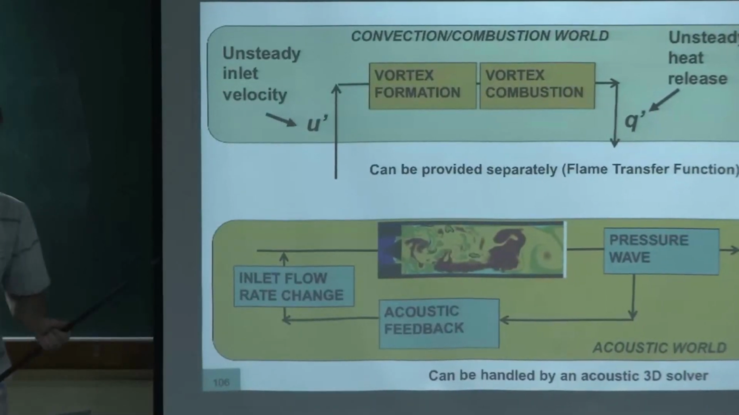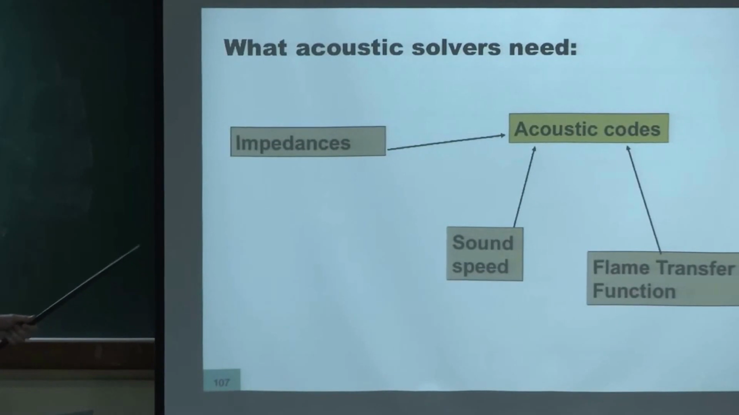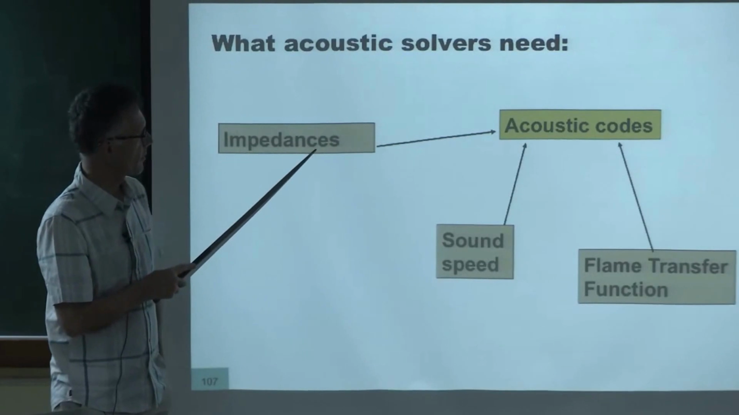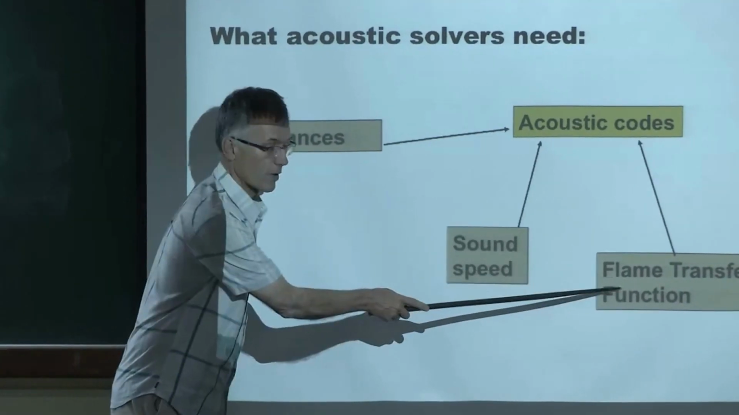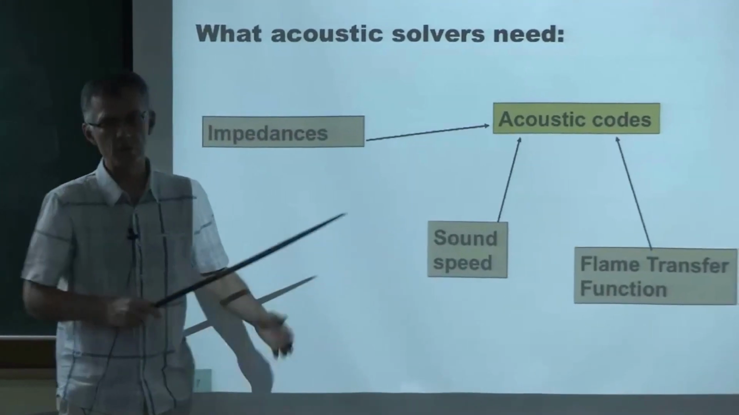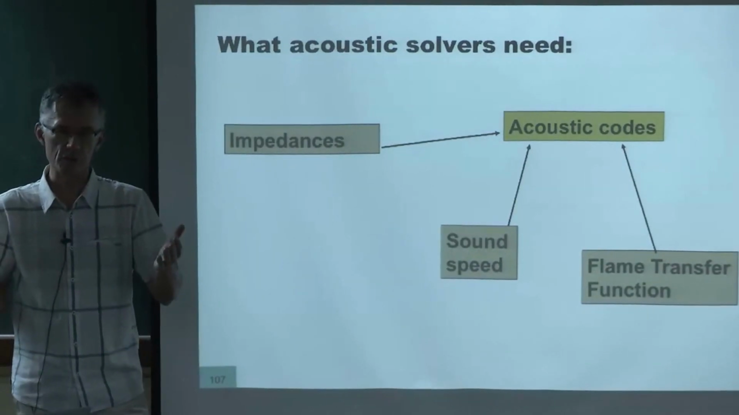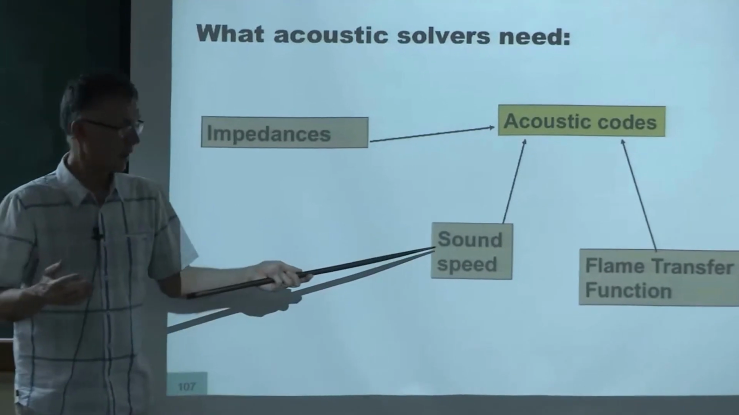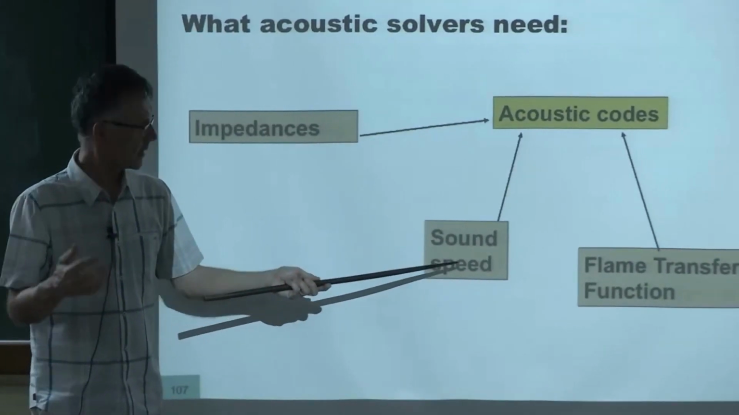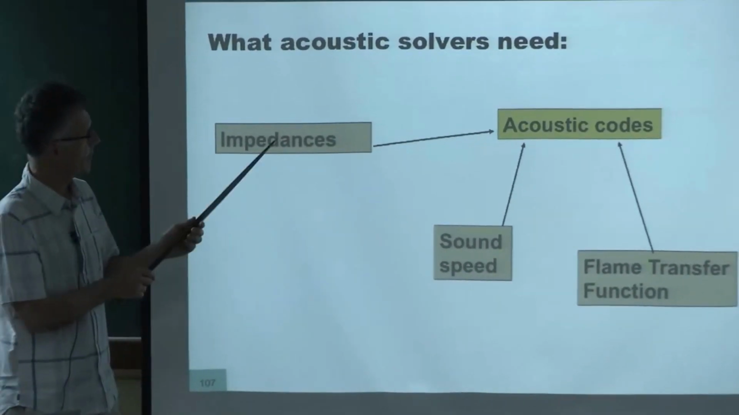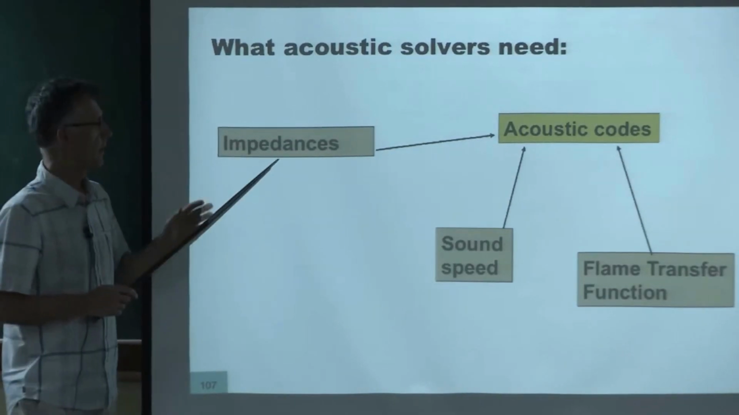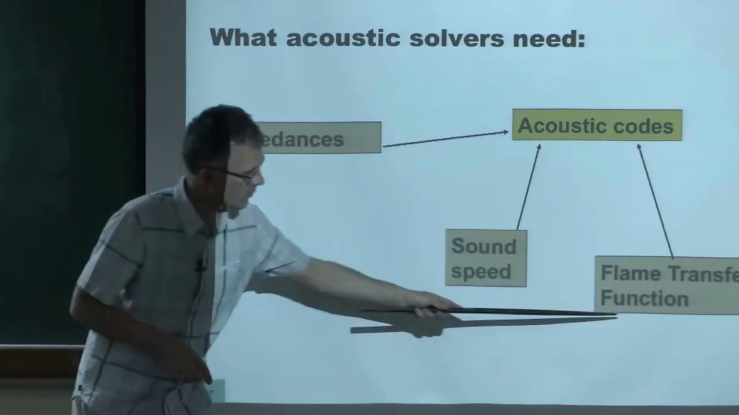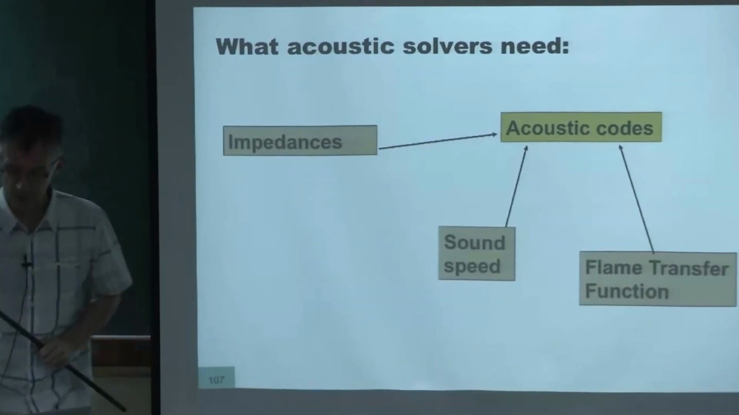So what does it mean, separately? Well, you can do many things. If you have an acoustic solver, you need to specify impedances, sound speed, and flame transfer functions. So that's easy. The sound speed depends on the temperature and the composition. So you can specify it using a RANS computation, for example. You take the mean sound speed field, and that's the input for the acoustic code. The impedances are more tricky. If you can stop at places where you know the impedance, it's simple. And so the flame transfer function is the main problem. How do you get it?